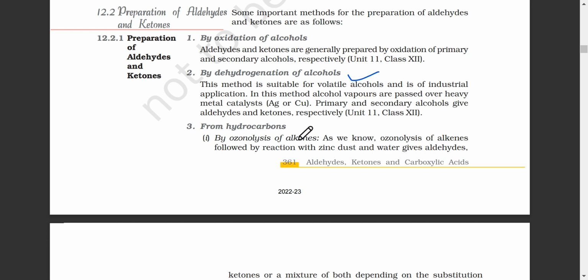अगेन dehydrogenation और oxidation, I think it's pretty much the same, बस हम यहाँ पे reagents different use करते हैं. So this method is suitable for volatile alcohols and is of industrial application. Alcohol vapors are passed over heavy metal catalysts. Say Ag या हमने Cu ले लिया, silver, copper. Primary and secondary alcohols give aldehydes and ketones respectively. Again, basically dehydrogenation हो रहा है.